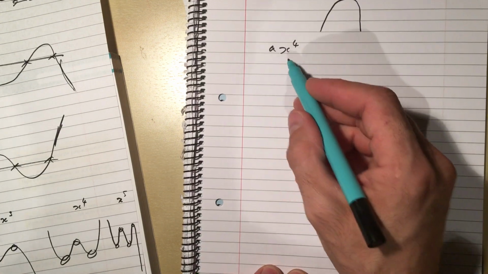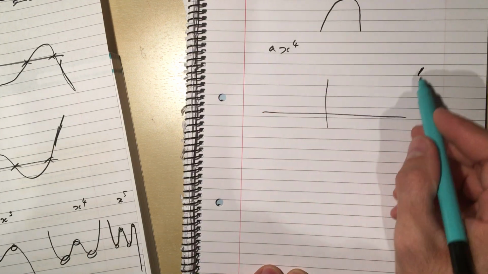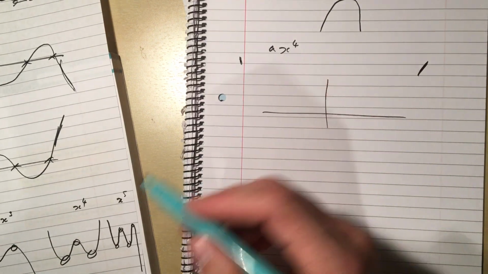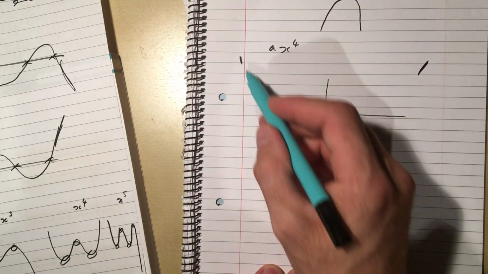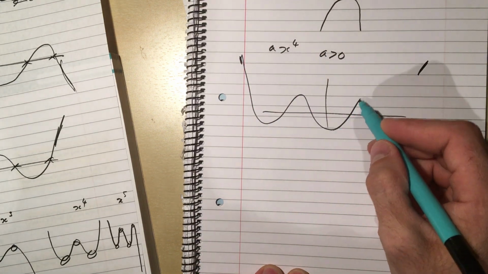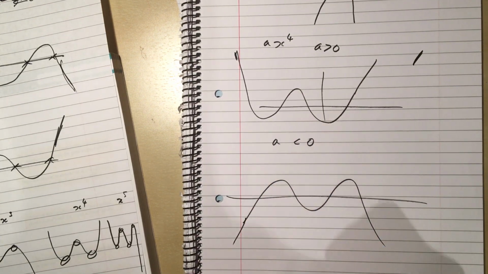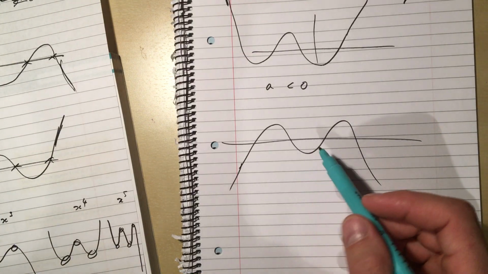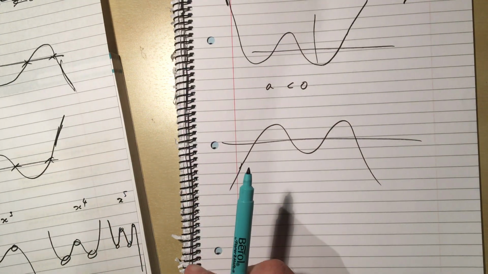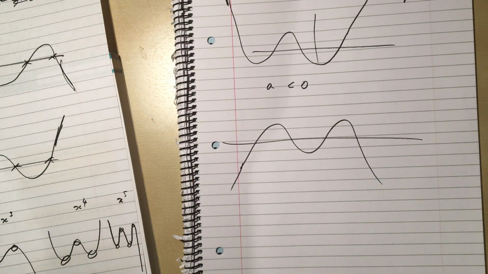So if x is very, very big and positive, x to the power of 4 is very, very big and positive. If a is positive, then it's going to be up there. So a being bigger than 0 is one of these shape ones. A being less than 0 is that sort of shape one, because if x is very, very big, either positive or negative, x to the power of 4 is always positive. If a is less than 0, a times x to the power of 4 will be negative and negative.